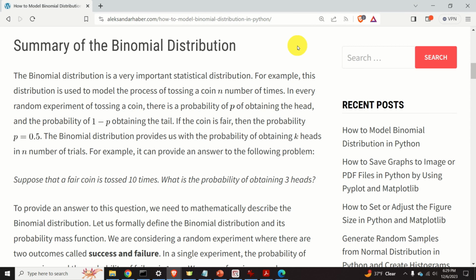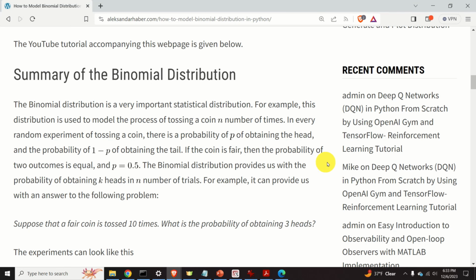First, we will provide a brief summary of the binomial distribution. The binomial distribution is a very important statistical distribution. For example, this distribution is used to model the process of tossing a coin n number of times. In every random experiment of tossing a coin, there is a probability of p of obtaining the head and the probability of 1 minus p of obtaining the tail. If the coin is fair, then the probability of the two outcomes is equal, and p is equal to 0.5.